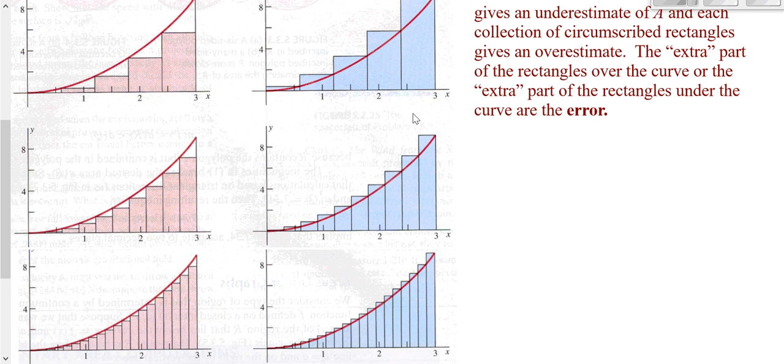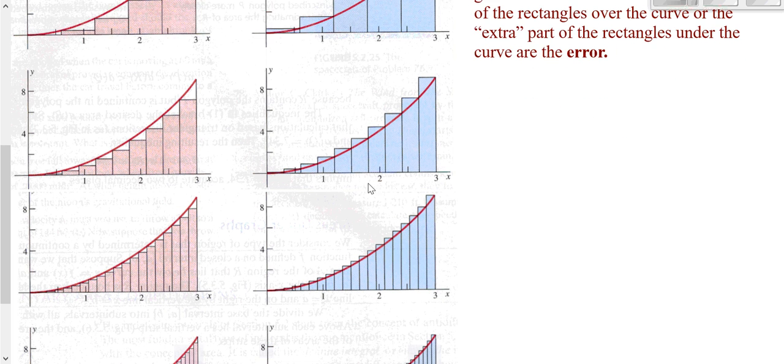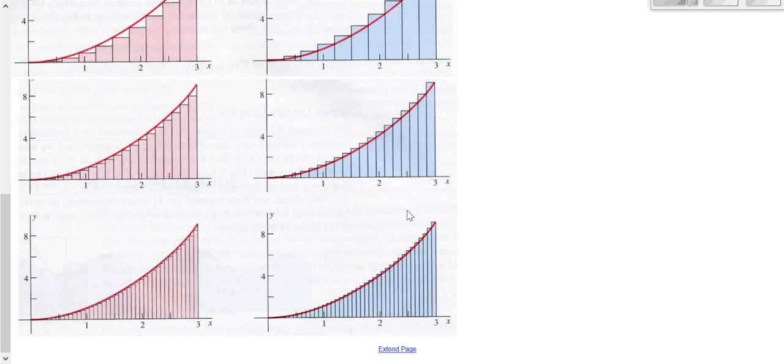However, this part that's above and this part that's below that we're missing is referred to as the error. But to reduce your error, you can always increase the number of rectangles. And the more rectangles you do, the smaller your error gets and the closer you get to the actual value. In other words, the number of rectangles that we're dealing with goes off towards infinity.